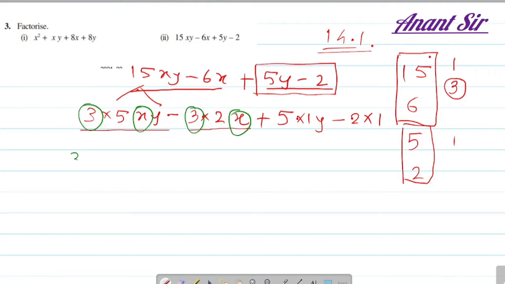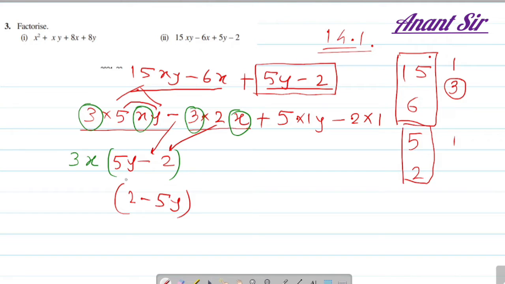So if I take 3x common, what remains in the bracket? There is a negative sign, and what is there before the negative sign? It is 5y. And what is there after the negative sign? It is 2. Many students write this as 2 minus 5y. This is not the same. 5y minus 2 is not the same as 2 minus 5y. Okay, so don't make that mistake.